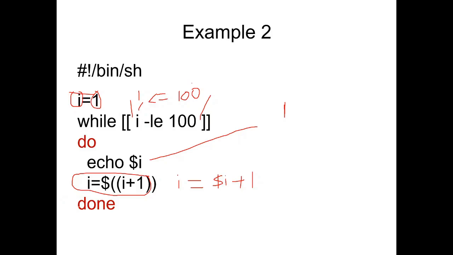Then it will go back to the while loop. This time the I value is going to be 2, so it is going to execute this. It is going to print the value of I on the screen until the condition is false. When the value is 101, the condition becomes false and it comes out of the loop. So the values from 1 to 100 are going to be shown on the screen.